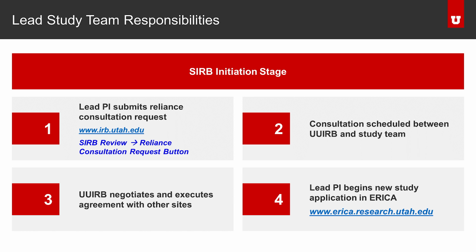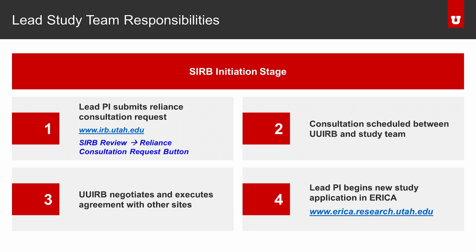Once the IRB has agreed to serve as a Single IRB for your study, the IRB will start the reliance negotiation process with relying site HRPPs. All reliance agreement negotiation will be handled by the University of Utah IRB and the relying site HRPPs. Once your protocol, consent document, and other study materials are ready, the lead study team may begin a new study application in the ERICA online system, which is the IRB submission system for the University of Utah IRB. If you are external to the University of Utah, you will need to request an ERICA account. This will be addressed in the Reliance consultation meeting. You may begin the new study application even if the Reliance negotiation process is still occurring with one or more of the participating sites.